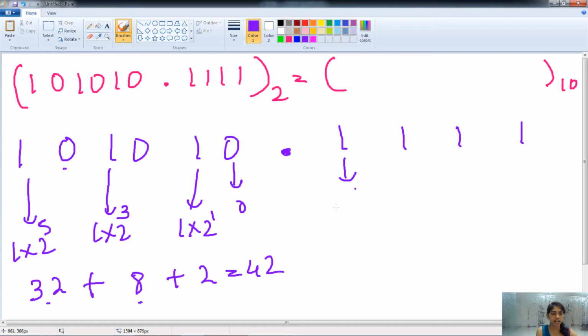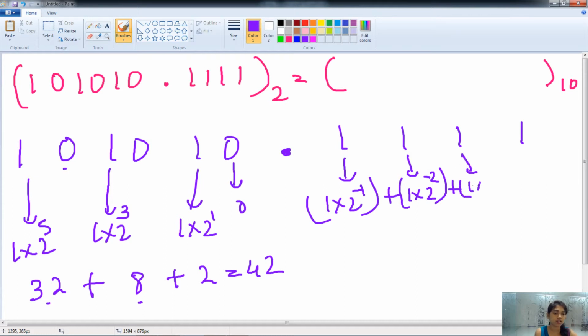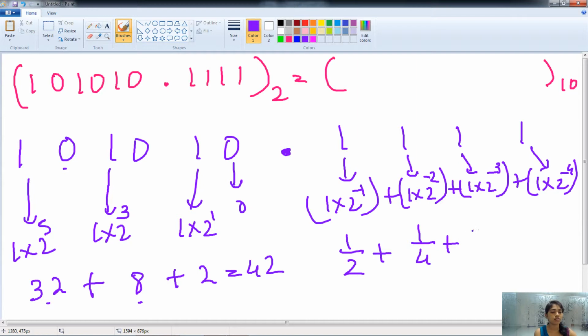Now for this fraction part: 1 into 2 raised to minus 1, plus 1 into 2 raised to minus 2, plus 1 into 2 raised to minus 3, plus 1 into 2 raised to minus 4. Now 2 raised to minus 1 is 1 by 2, plus 2 raised to minus 2 is 1 by 4, plus 2 raised to minus 3 is 1 by 8, plus 2 raised to minus 4 is 1 by 16.